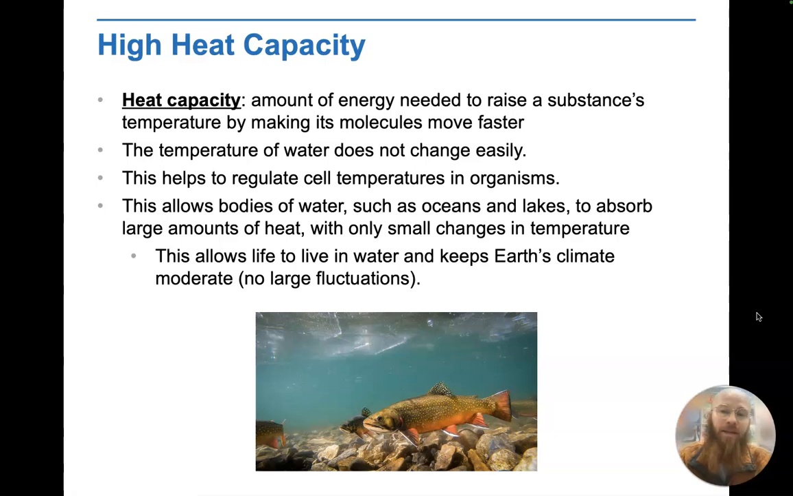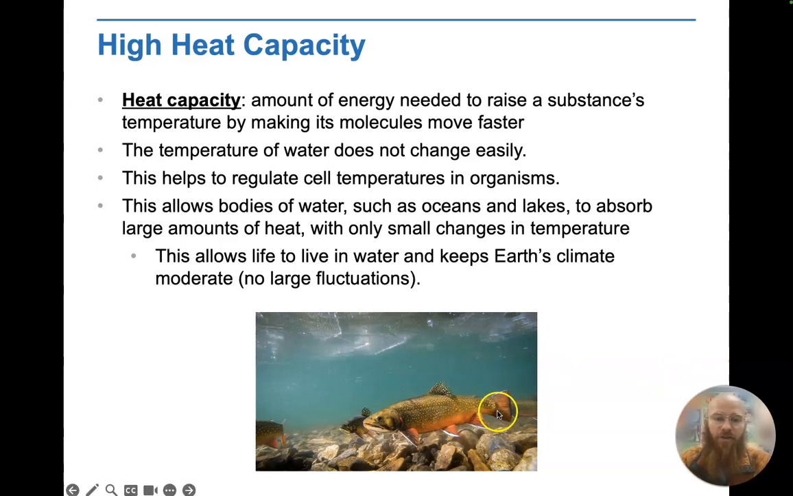Water also happens to have really high heat capacity. That's referring to the amount of energy that we need to raise a substance's temperature by making its molecules move faster. Water is going to resist changes and fluctuations in temperature. It doesn't change very easily. This will allow bodies of water like oceans and lakes to actually absorb really large amounts of heat with only small changes in temperature.